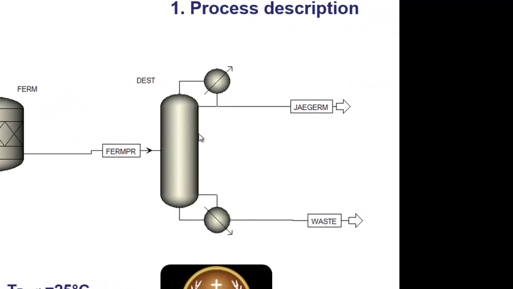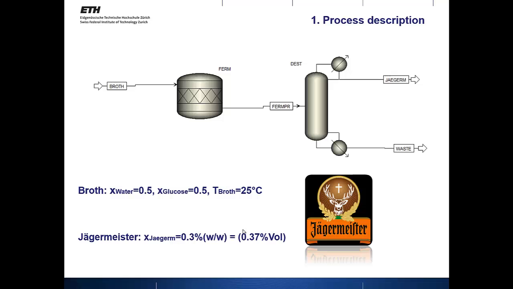In our distillation column we will have a separation between ethanol and water, most of the water. The goal of our distillation is to reach the concentration of our Jägermeister, which is written on the bottle, 37 volumetric concentration, which is approximately 30% mass concentration. And so this means we will have CO2, water and our main target, our ethanol, in this stream, and in our waste stream we will have a low quantity of ethanol, water and our glucose.